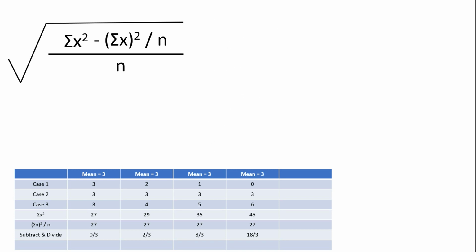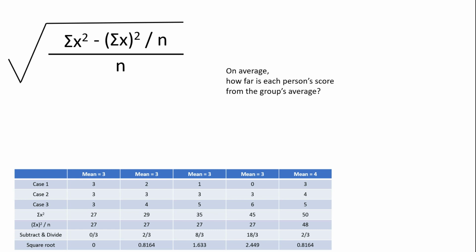So this formula is really answering a question, sort of, kind of: on average, how far is each person's score from the group average? And when you take the square root, if you look at the bottom line of our little table, 0, 0.8, 1.6, 2.4. If we could go another step, it would be 3.2, 4.0. It's just multiplying each time.